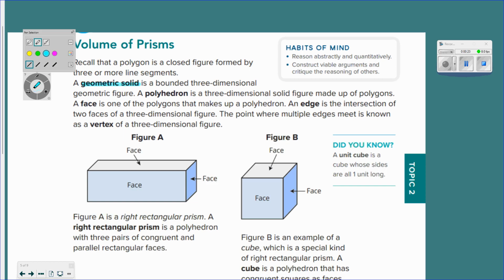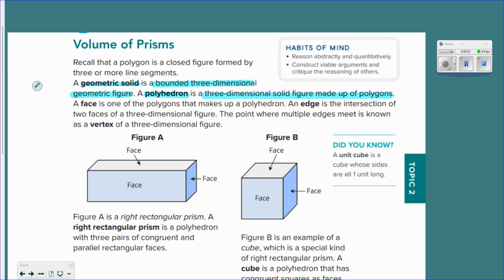A geometric solid is a bounded three-dimensional geometric figure. Normally, when we talk about geometric solids, the most common are what we call a polyhedron. This is a three-dimensional solid figure made up of polygons. Within that polyhedron, you've got three major vocabulary terms.